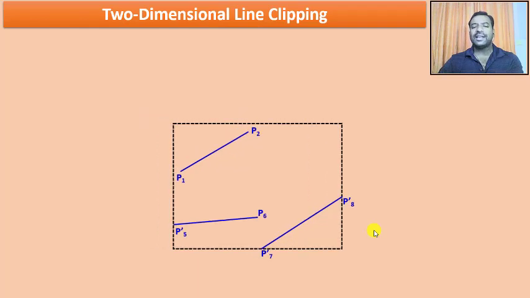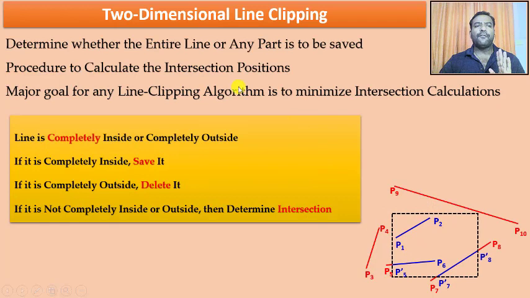Hence now we will see how exactly this is done. Fine. So now the line algorithm we use should be able to determine whether the entire line or any part is to be saved. That is, should I save the entire line or should I save part of the line? And the procedure to calculate the intersection position is the complex part over here. It is the part which takes much of the time. Hence, if any line is partial, I need to find this intersection point. We call this the intersection point.